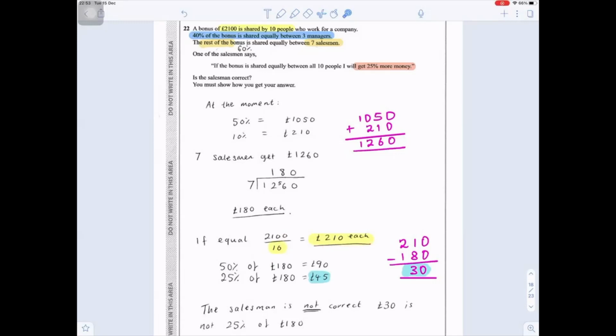So what is the difference? 210 minus 180, the difference is 30 pounds. But is that 30 pounds 25%? Is what we want to find out.